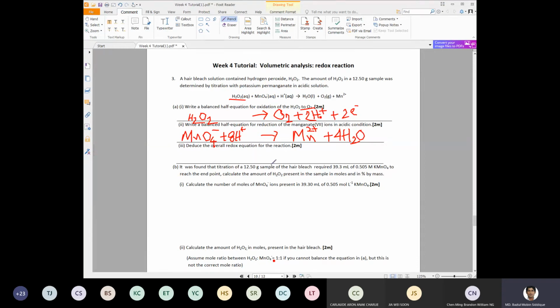But the problem is, am I balanced with the electron number? Because here is one negative charge, let's say one negative charge here. Eight hydrogen is eight positive, eight positive charge here, positive 2 here, and here is 0.